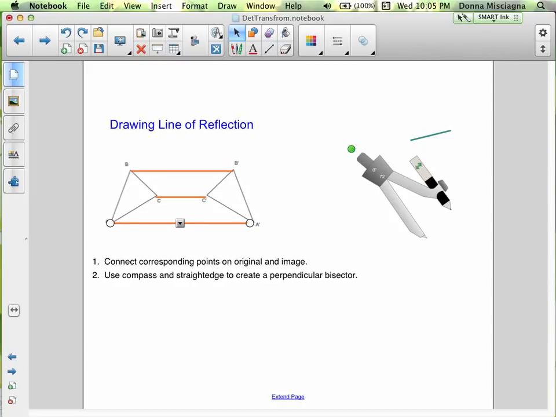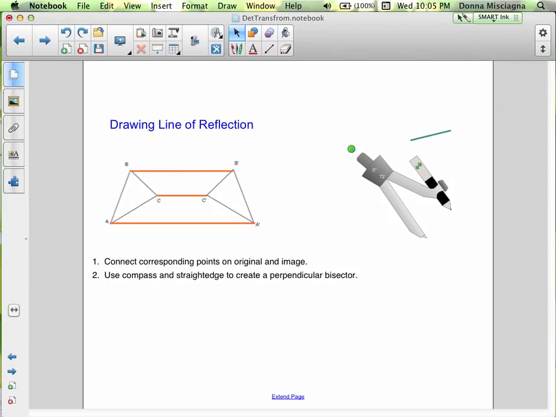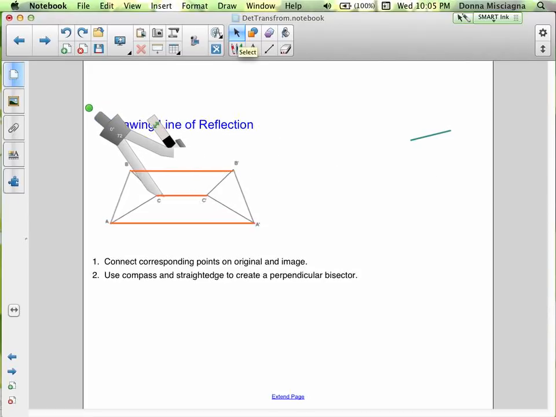All right, so we could use any one of these lines that are connecting our corresponding points. Maybe we'll just, here we go. Let's just use the one in the middle. Let's just use C and the segment connecting C and C prime. Right? So we're going to get our compass. You're going to get your compass too. This is a construction. Right? And we're going to open our compass more than halfway.